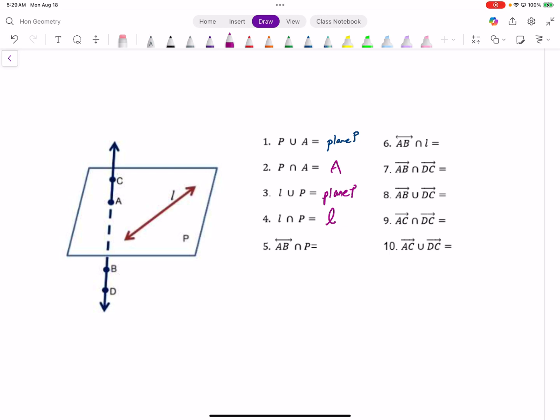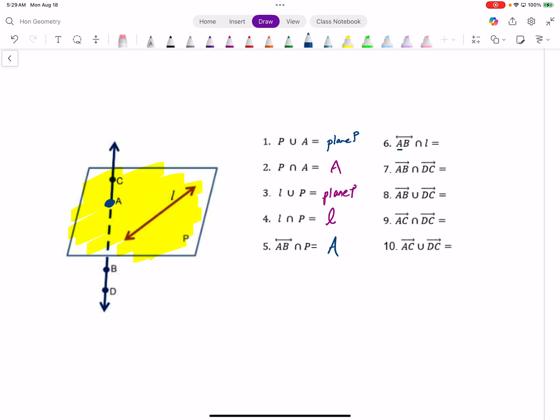All right, let's see. So we're taking plane P, so again, this whole flat surface, intersecting it with line AB. Well, line AB runs through plane P at point A, so that's the point they've got in common.